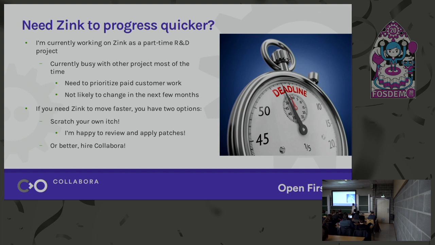But if you need Zink to move faster, I think there's two options. You can either work on it yourself, or you could hire Collabora to work on it for you. I think we're at the point where, to move this faster and more robustly, we need to find some paying customers or something to spend some proper time on it.